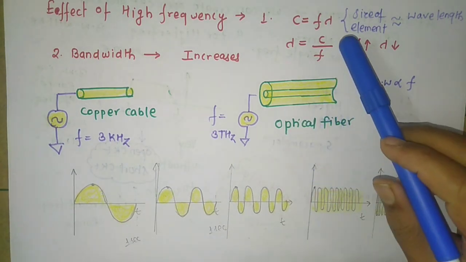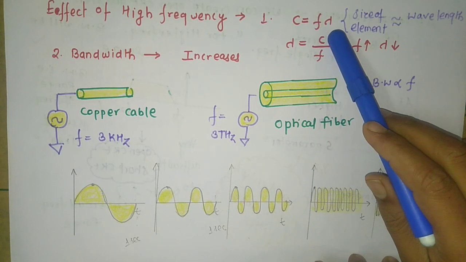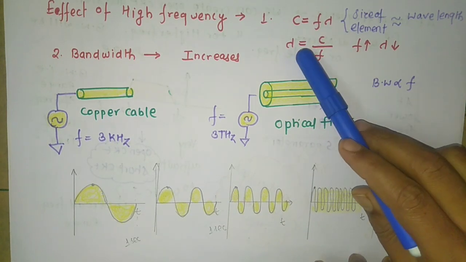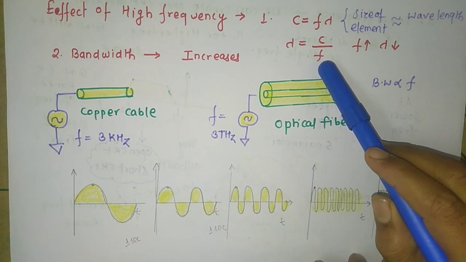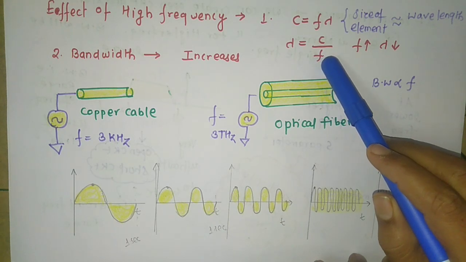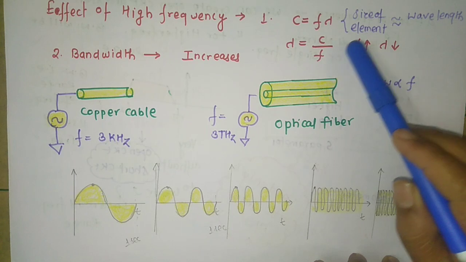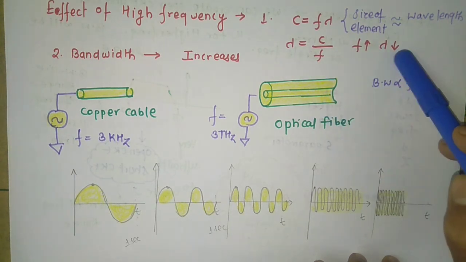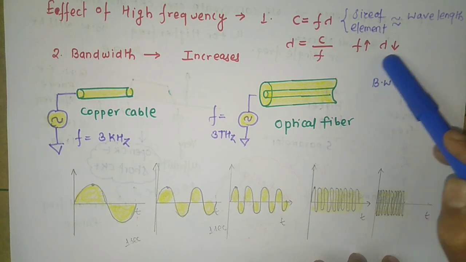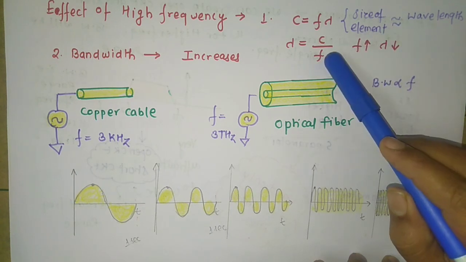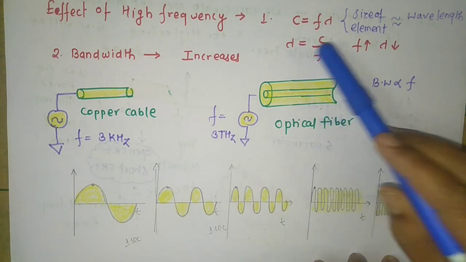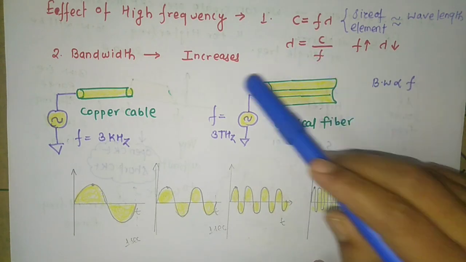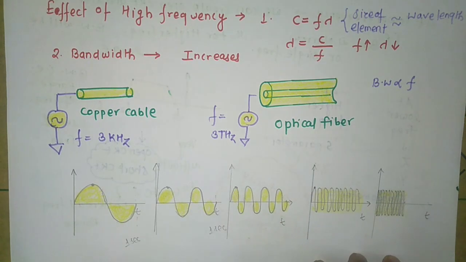The well-known relation is C equals frequency times lambda. We can write lambda equals C over frequency. When I increase the frequency, lambda will reduce. As we have noticed, if we increase the frequency, then the wavelength will reduce. Second thing is, what is the effect of high frequency?